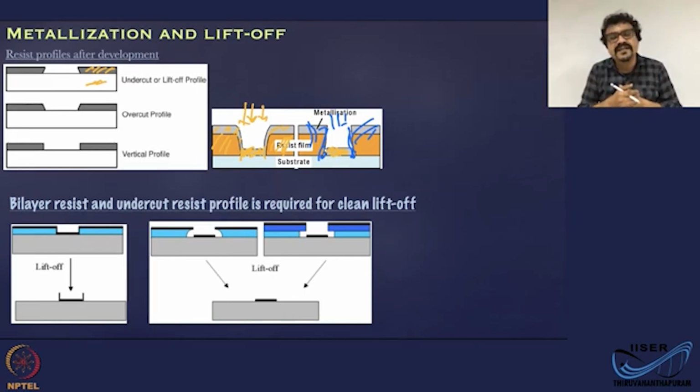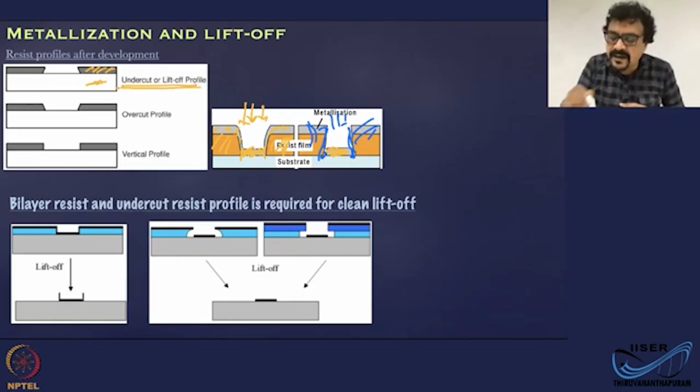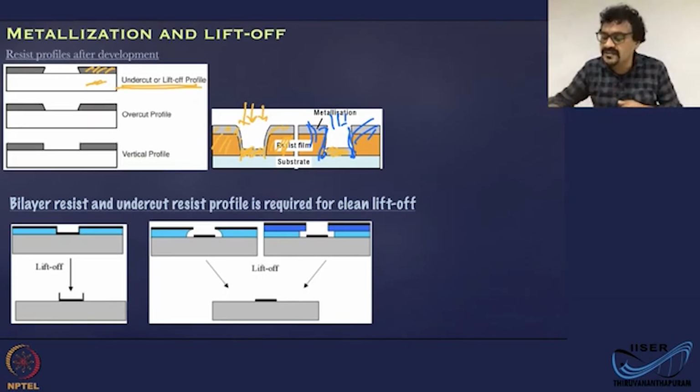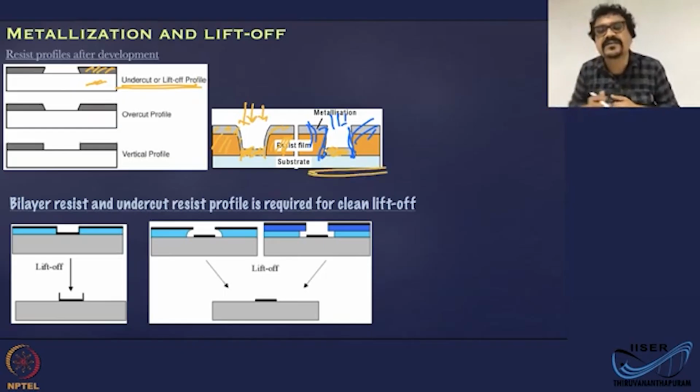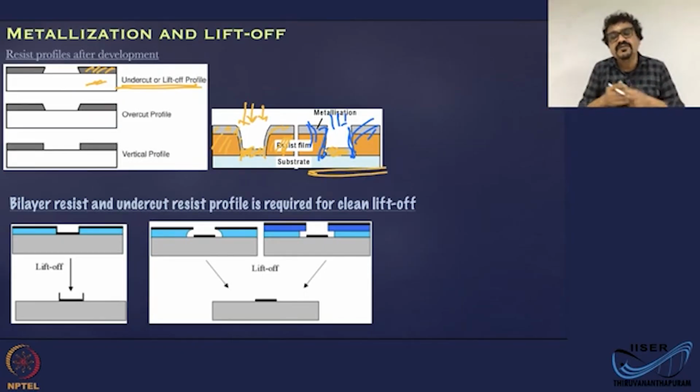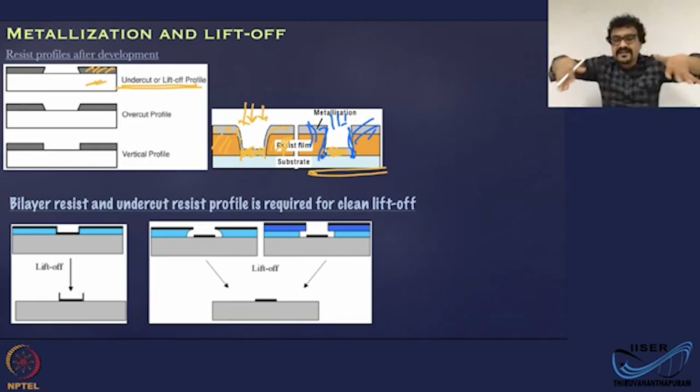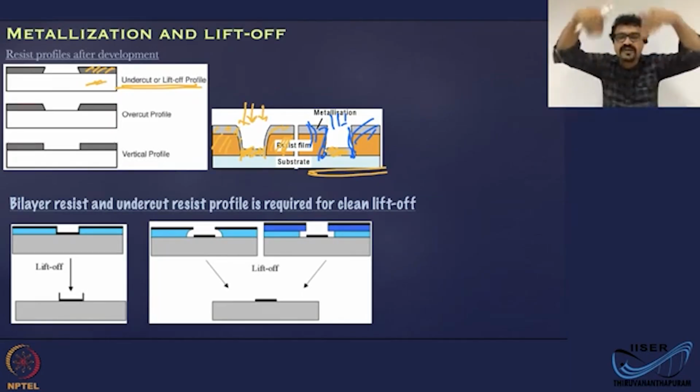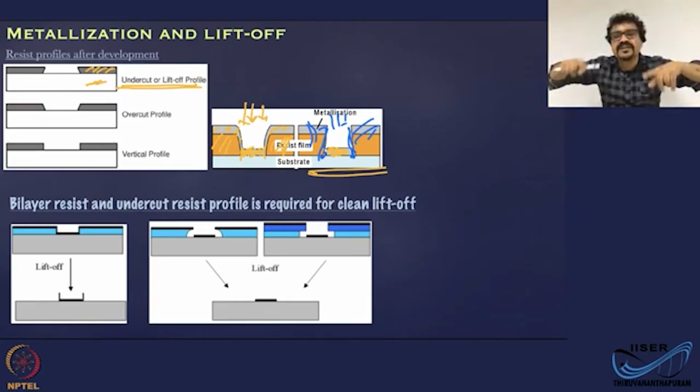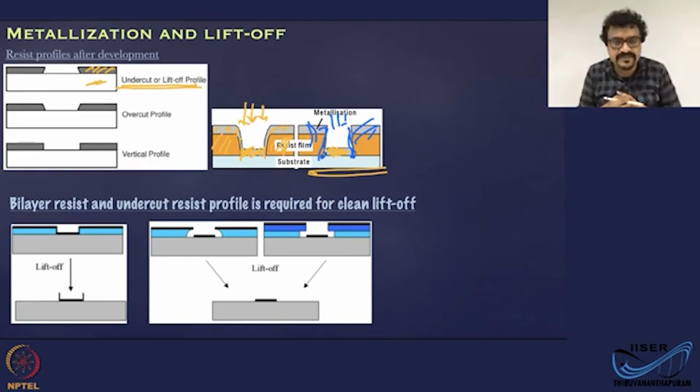So what you need for a clean lift off is something called an undercut or lift off profile, which is something like this. But we want more of a cave-like feature towards the bottom. You want an undercut, so that when you deposit metal, you get breaks, so that the metal film is not really continuous. Generally this undercut profile is obtained by something called a bilayer resist.